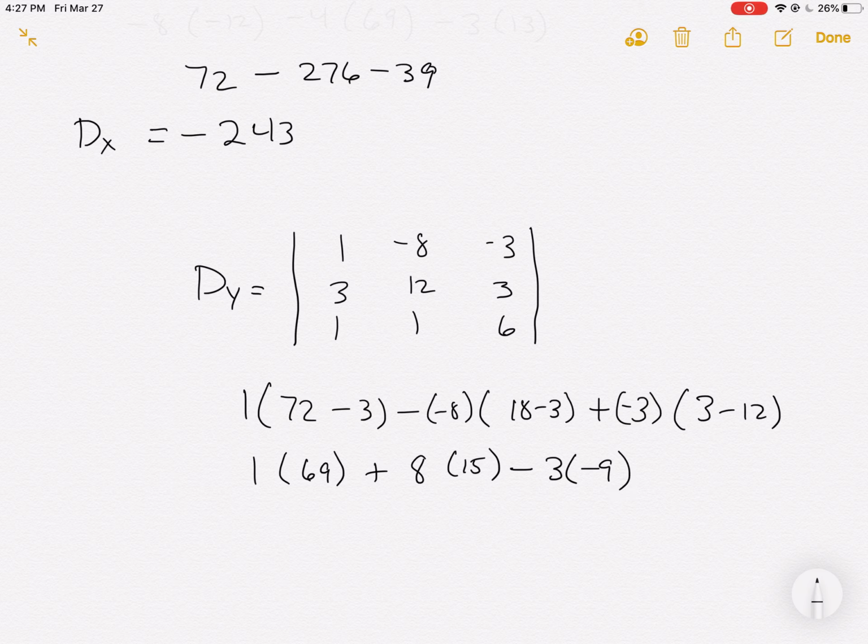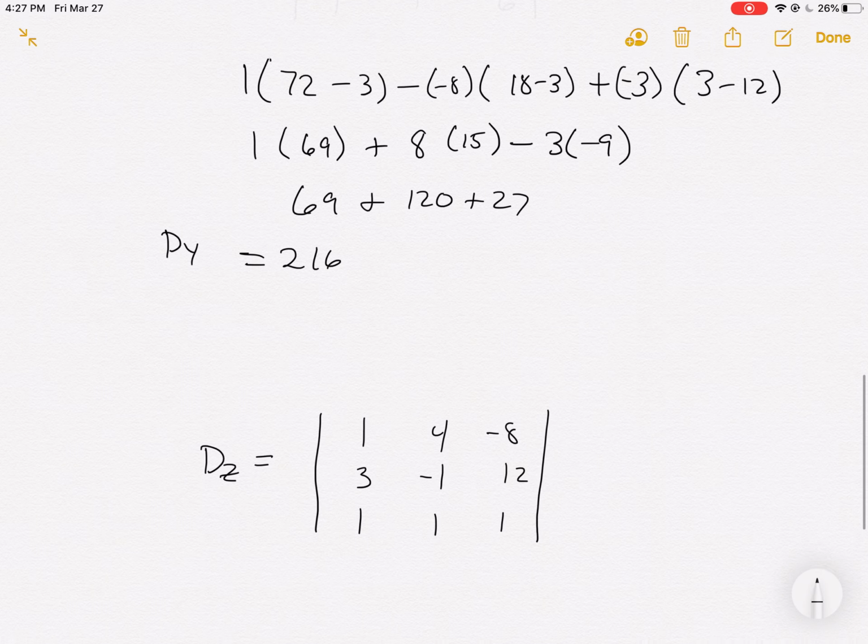And so what do we end up here with? 69 plus 120 plus 27. And so we end up with 216. And that's just dy. Guess what? We have to do it for z as well.